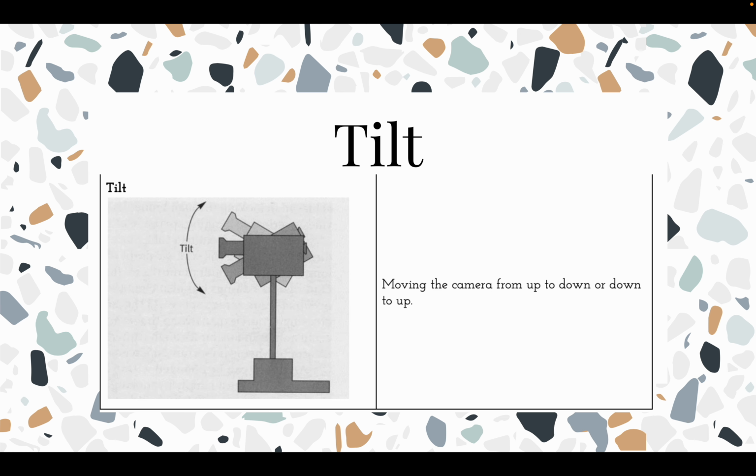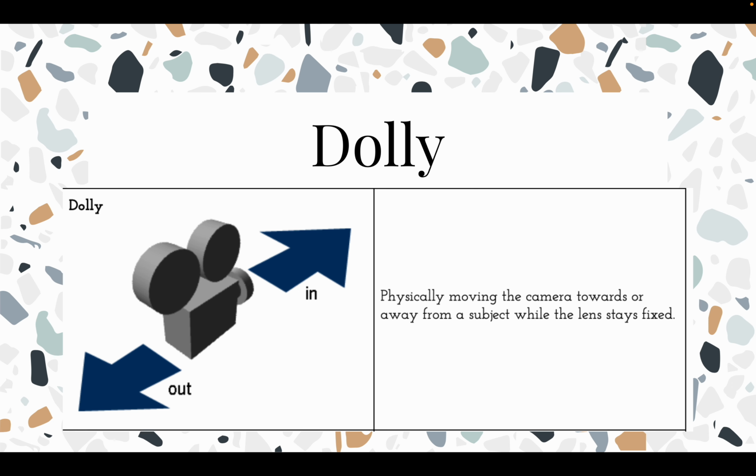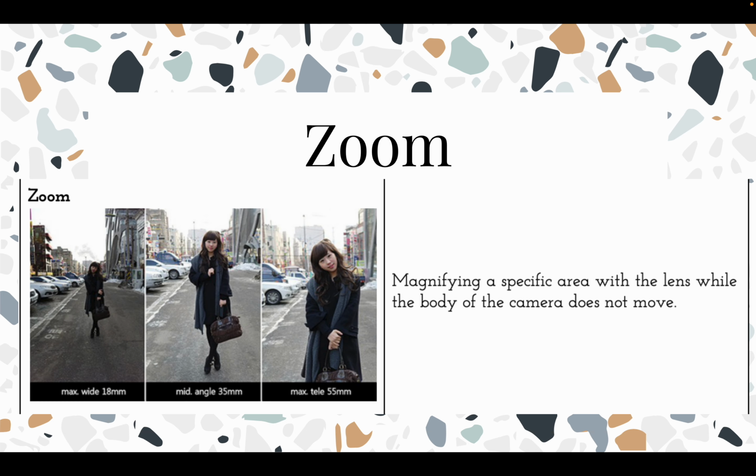Now, when it comes to camera, there are different movements that you can do. You can do tilt, which is moving the camera from up to down or down to up. You can dolly, which is physically moving the camera towards or away from a subject while the lens stays fixed. You can zoom, which is magnifying a specific area while the lens and body of the camera do not move.